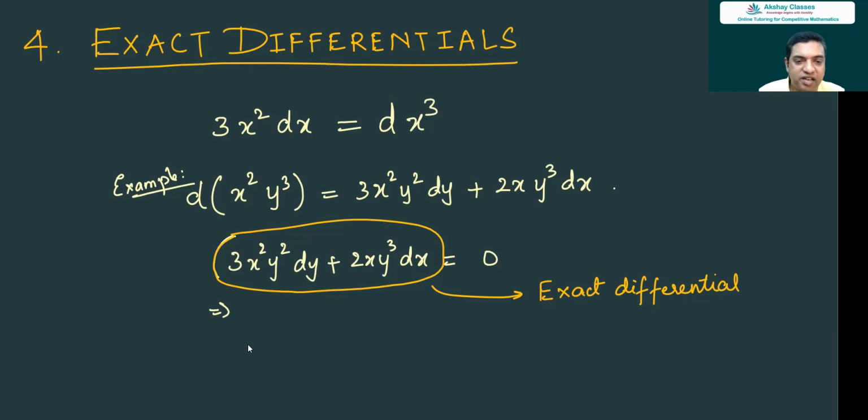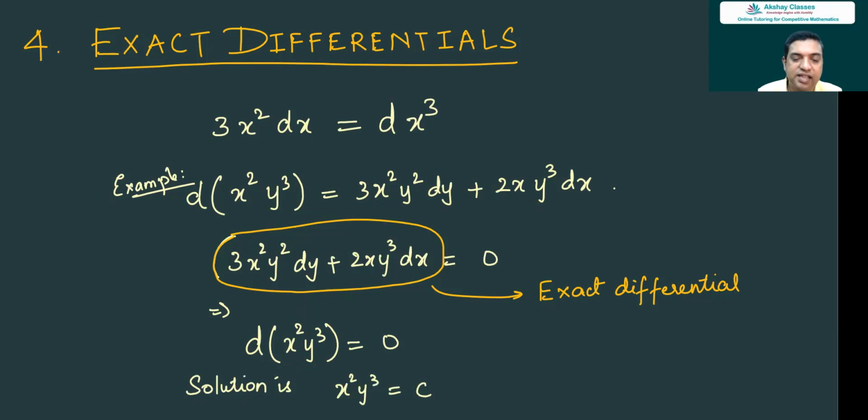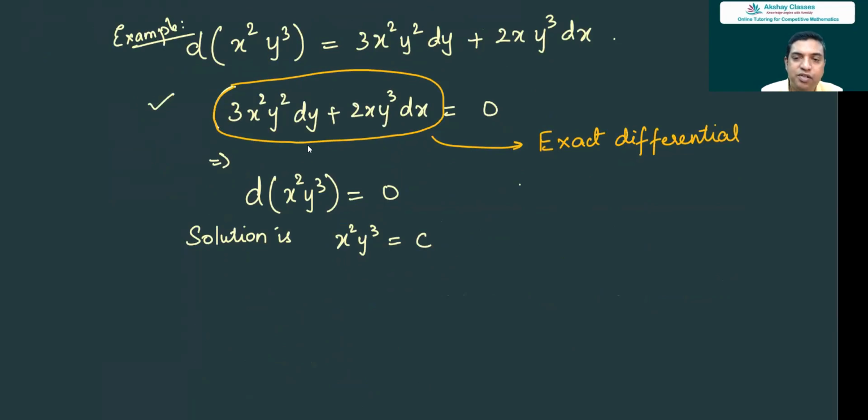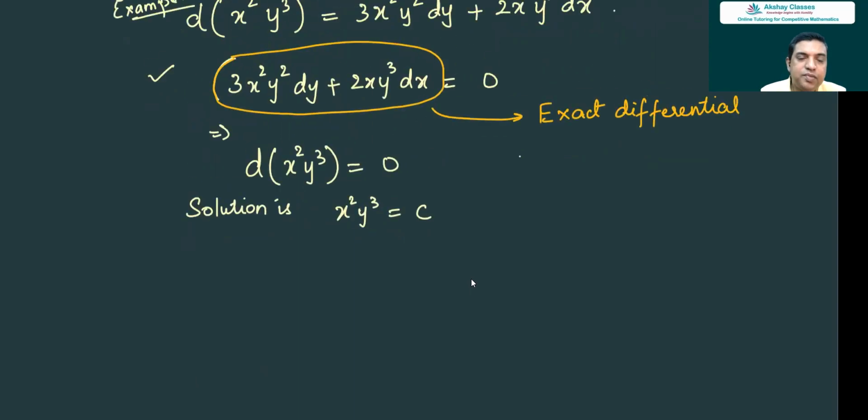That means we can write this as d of x square y cube, is equal to 0. How to get to this form, we will study soon. So the solution is x square y cube is equal to c. This is the solution of this differential equation. This is the differential equation, and this is in the exact form. So exact differential means you can write the whole differential equation as one differential. That is the idea. So now the formal definition.